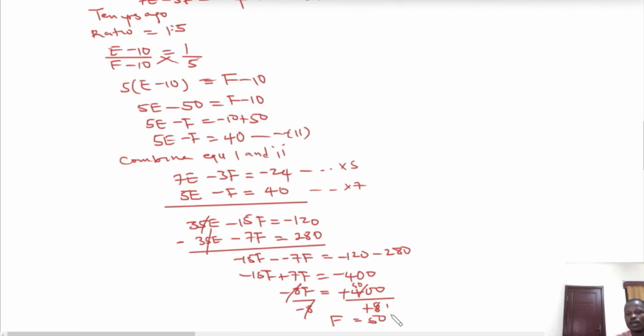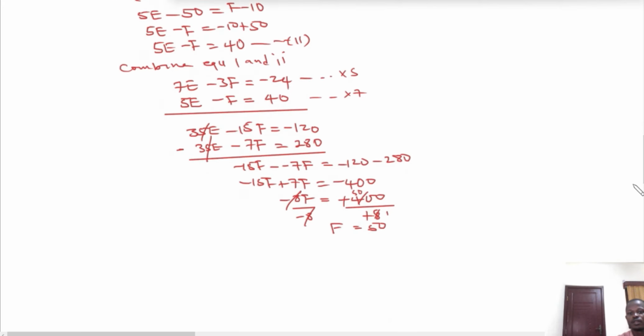So the father's age is 50 years. Father's age is equal to 50 years. You can find the age of Eric by substituting into any of these values. But in this question we are just asked to find the father's age. So this is our answer for this question.